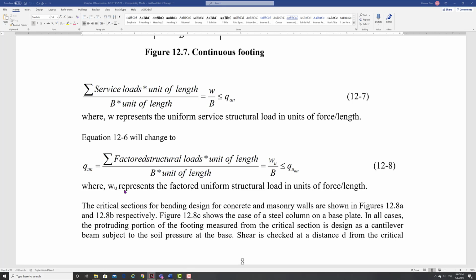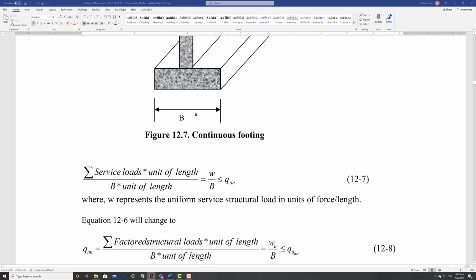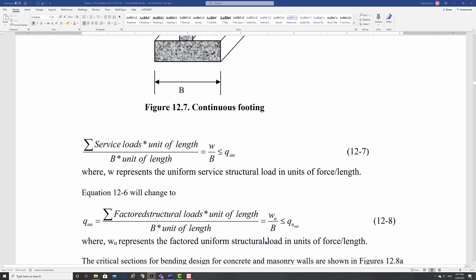This one right here is only to find the width that you need for this footing. So service loads define the width. Once you found your width, you go back and you find your pressure.